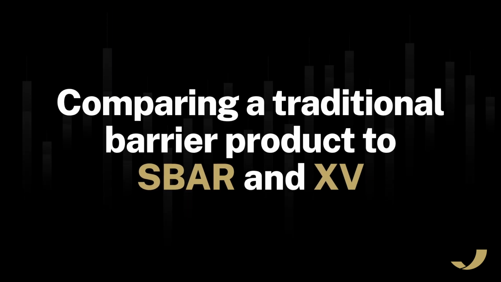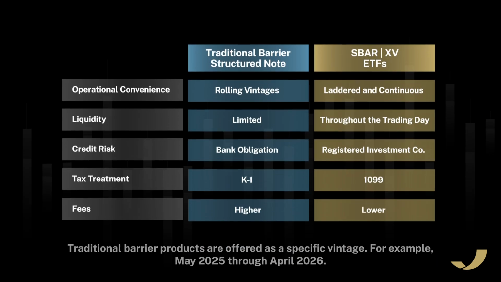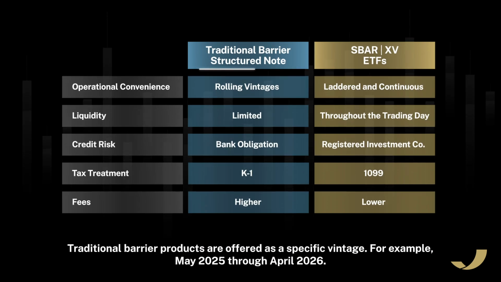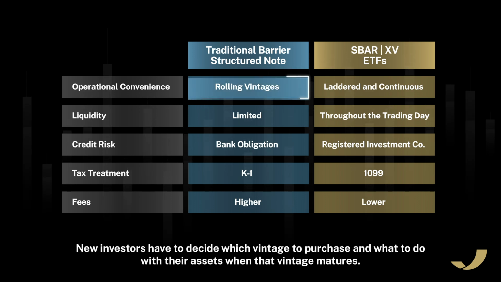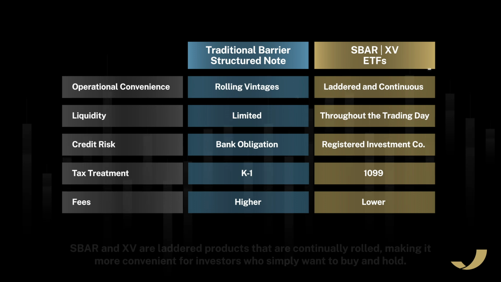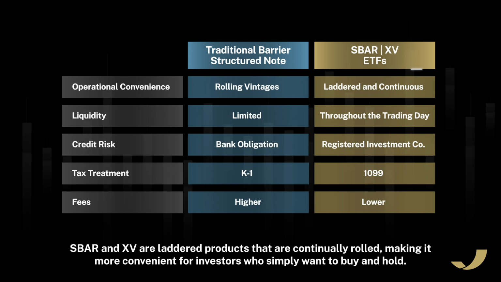Comparing a traditional barrier product to SBAR and XV, traditional barrier products are offered as a specific vintage, for example, May 2025 through April 2026. New investors have to decide which vintage to purchase and what to do with their assets when that vintage matures. SBAR and XV are laddered products that are continually rolled, making it more convenient for investors who simply want to buy and hold.